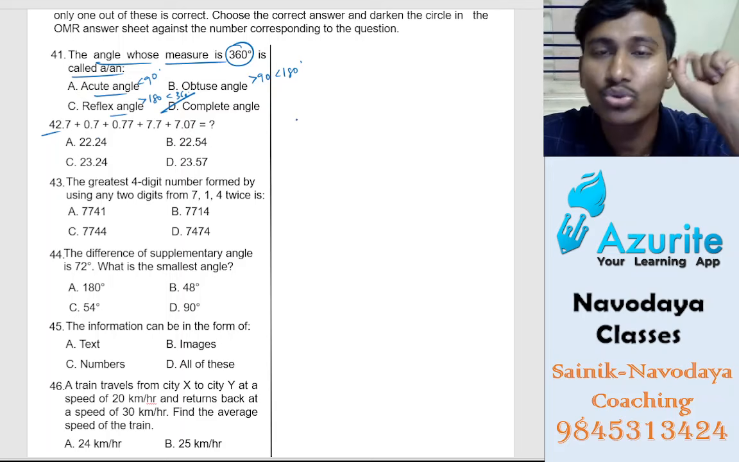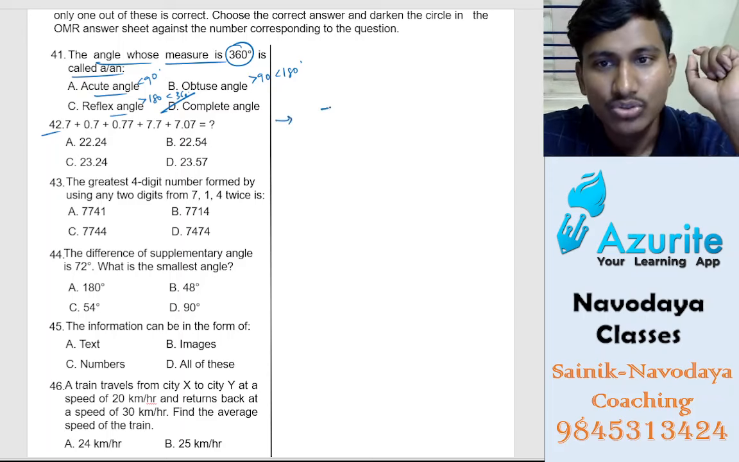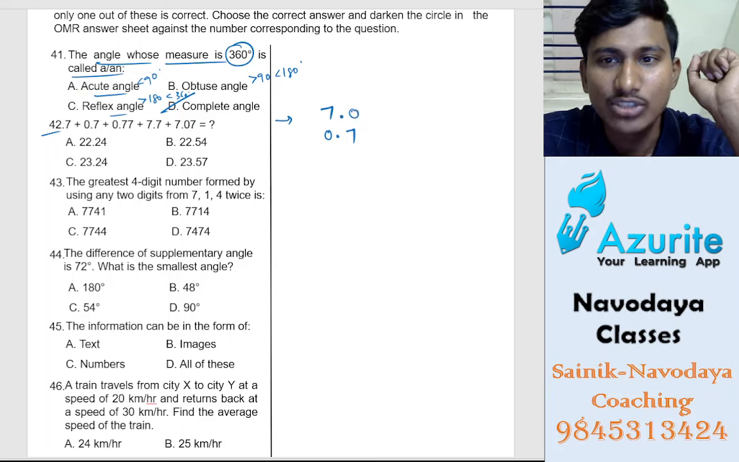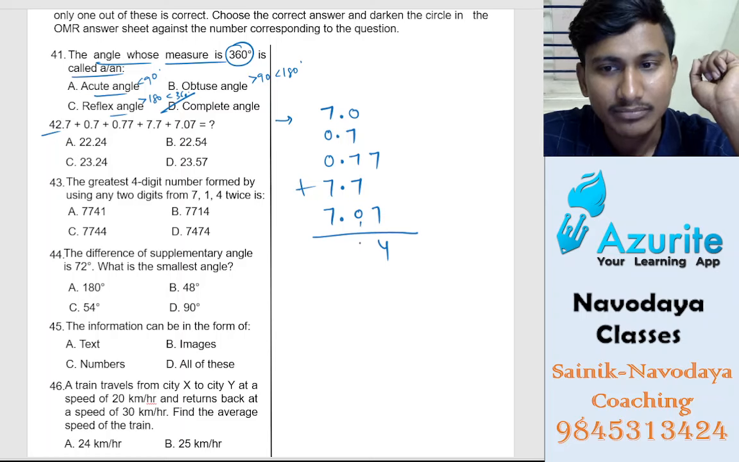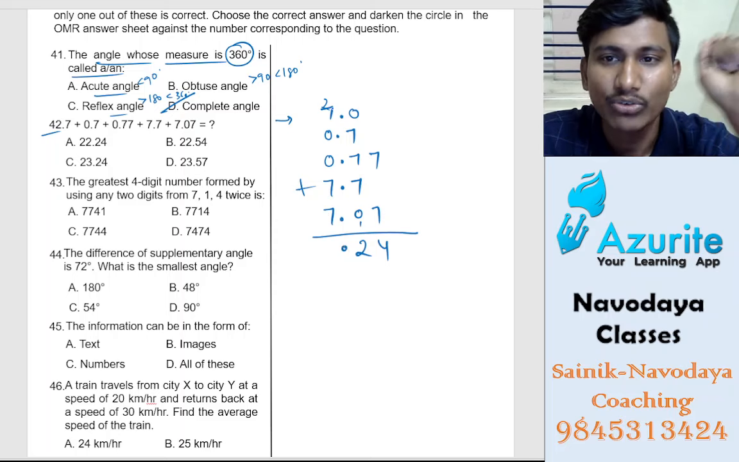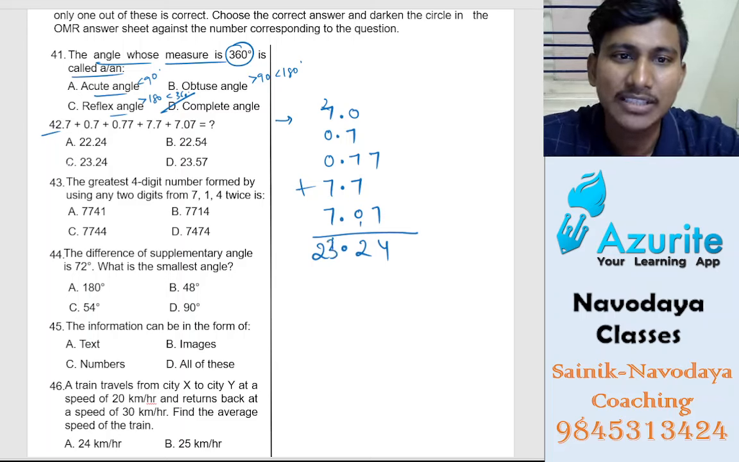We already know how to do addition. We have to match the decimal point and then add, right? So I will do it here. 7 plus 0.7, here 7 we can take as 7.0. Next 0.7, next plus 0.77, next 7.7, then next 7.07, we have to add it all. So 7 plus 7, 14, carry 1 here. 7 threes are 21, 21 plus 1, 22, carry 2, point as it is. 7 threes are 21, 21 plus 2, 23. 23.24. The answer is option C here.